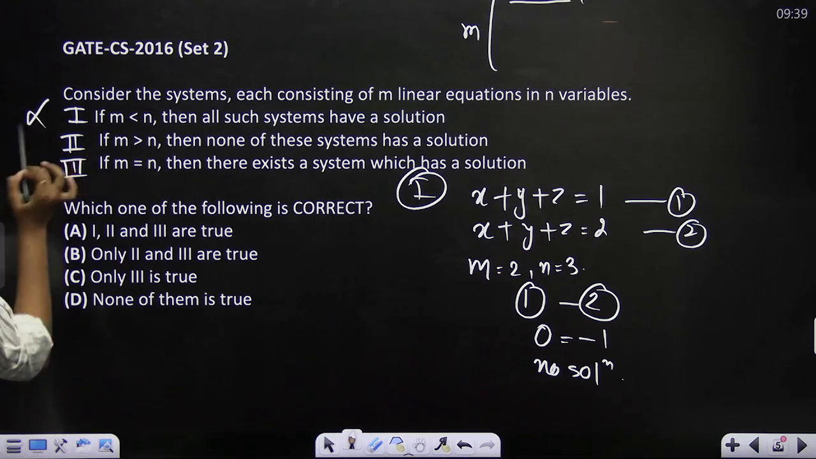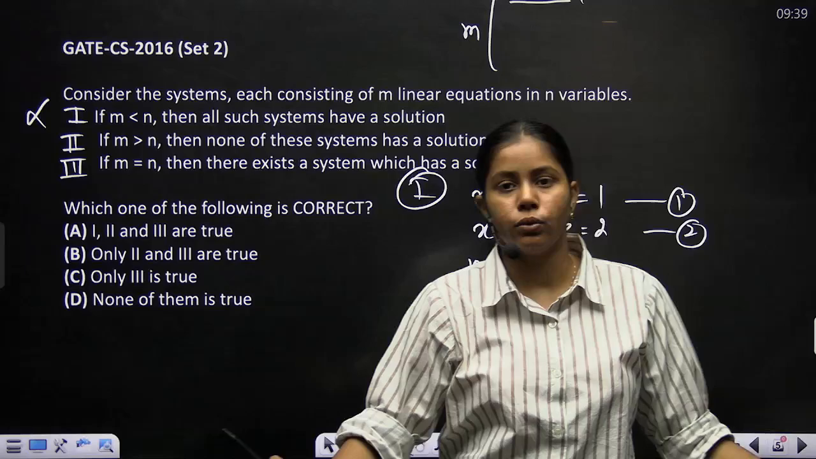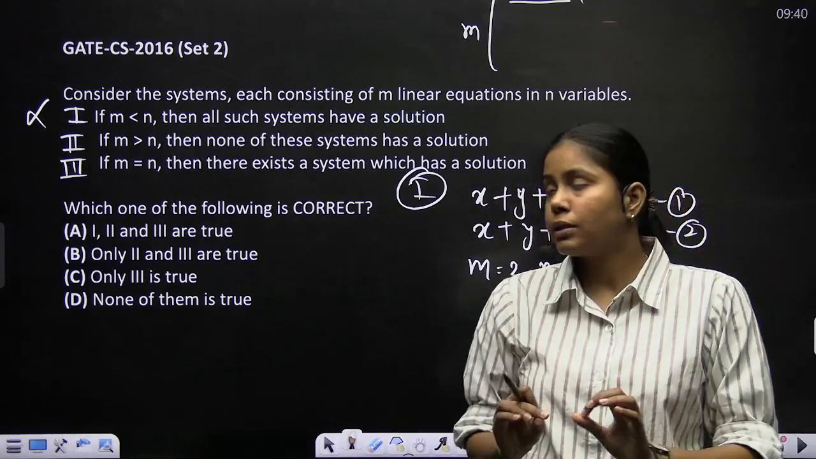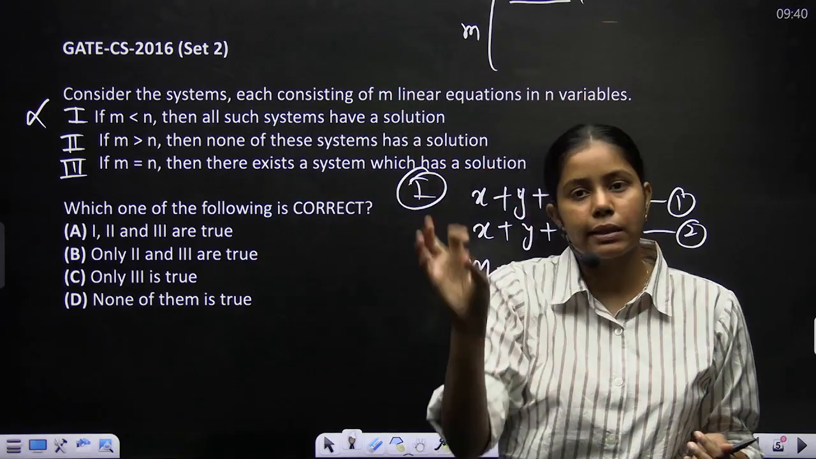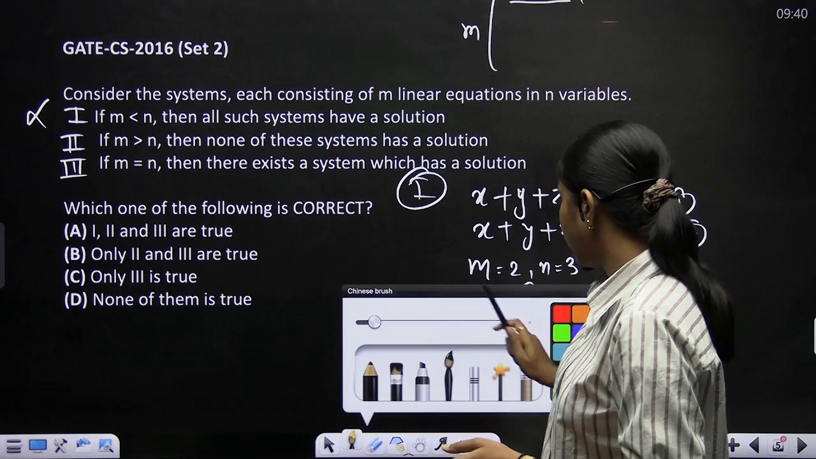So the first statement is incorrect, because they have said that all systems have a solution. There are systems which have a solution, but it is not the correct statement that all such systems have a solution. That all the systems have a solution, this statement is not correct. Now let's go for the second one.